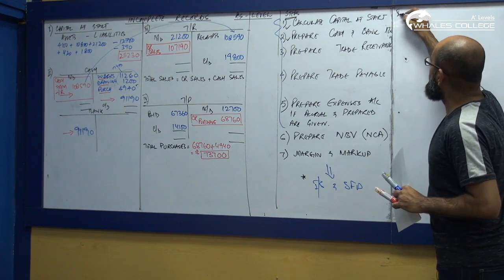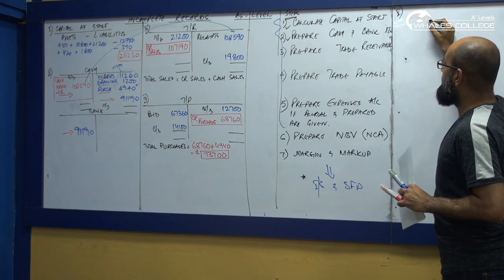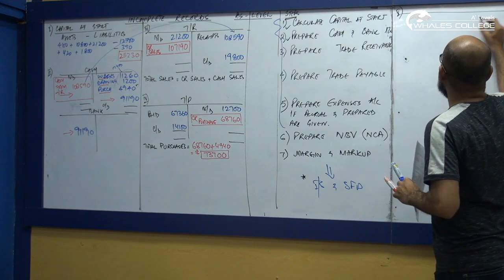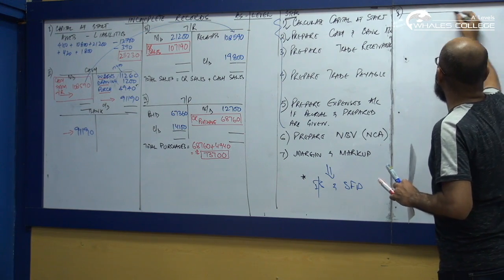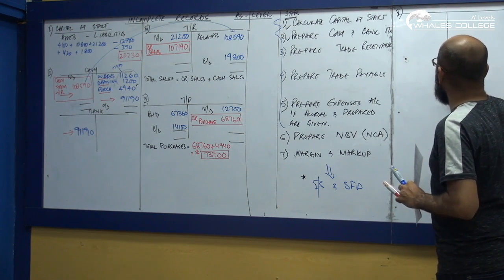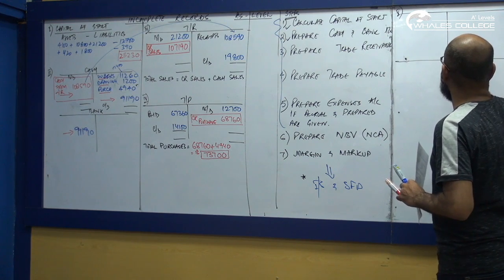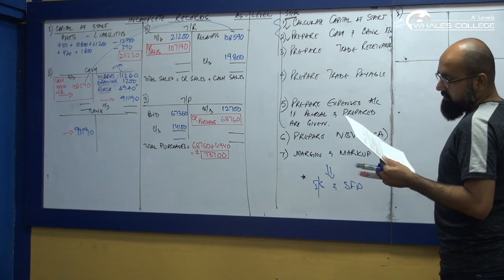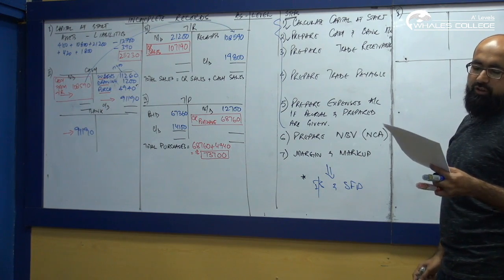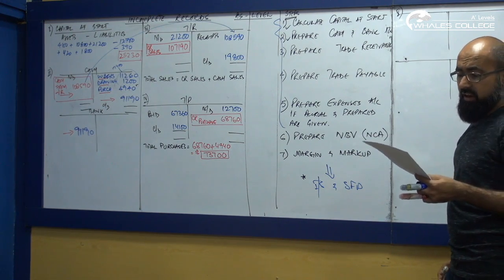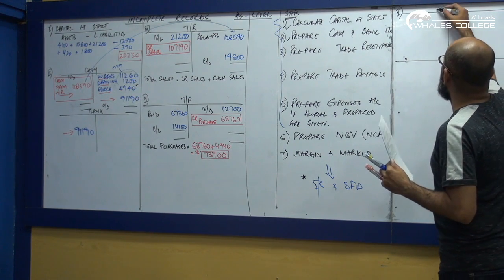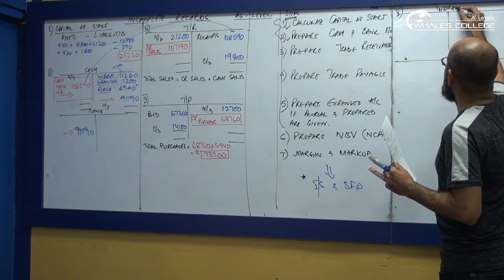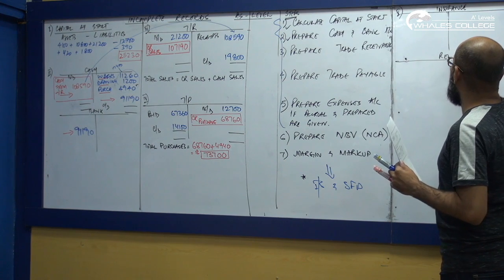Here I am on step number 5, expenses account. Now look at the question: which expenses have accruals or prepayments? Accruals and prepayments. Sir, we have insurance and rent. We have insurance and rent in this question. So we are preparing the accounts of insurance and rent.